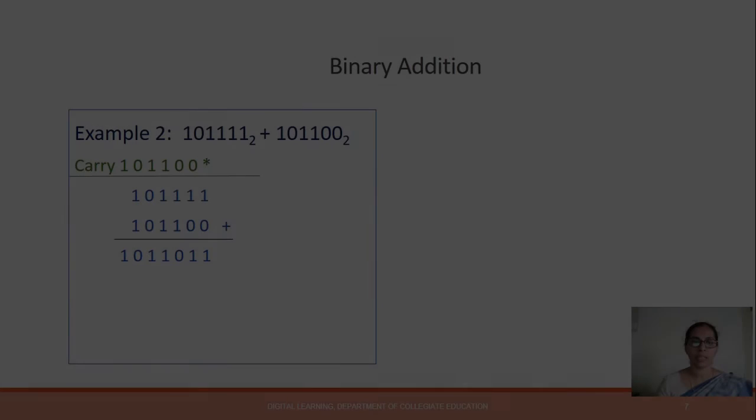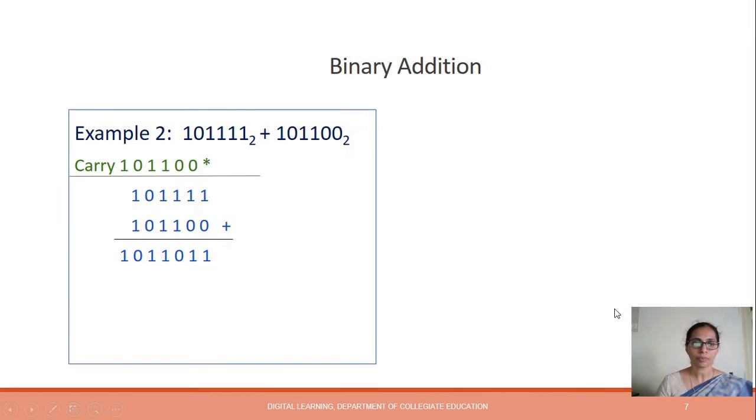Let's see another example for binary addition. 1, 0, 1, 1, 1, 1 and 1, 0, 1, 1, 0, 0. We need to add these two numbers. First, start from the rightmost end. So 1 plus 0, 1. 1 plus 0, 1. Here 1 plus 1, 0 with a carry 1. Now we have to add this carry with these two bits. So 1 plus 1 plus 1. So this will be 1, 1.